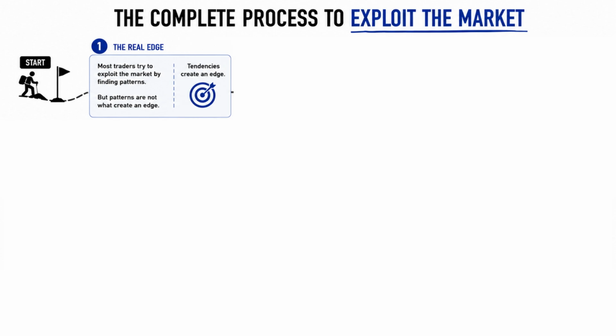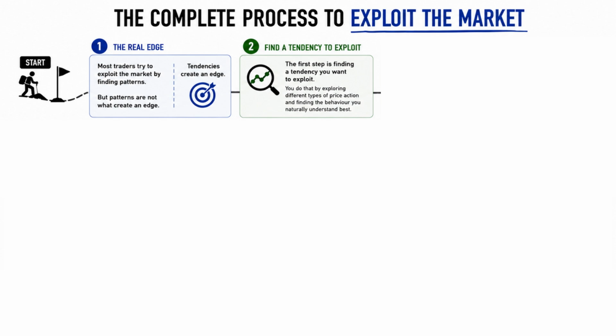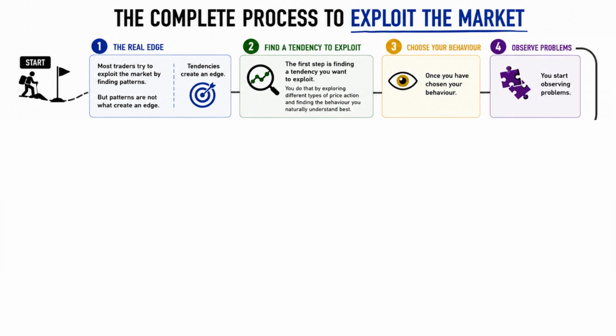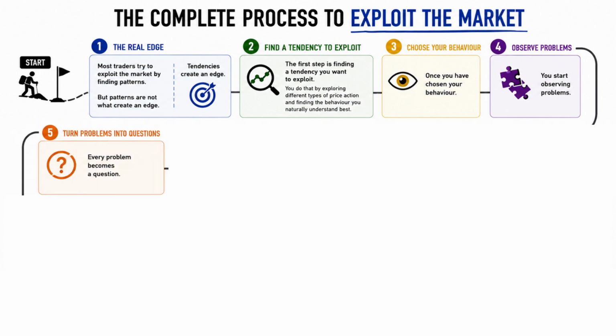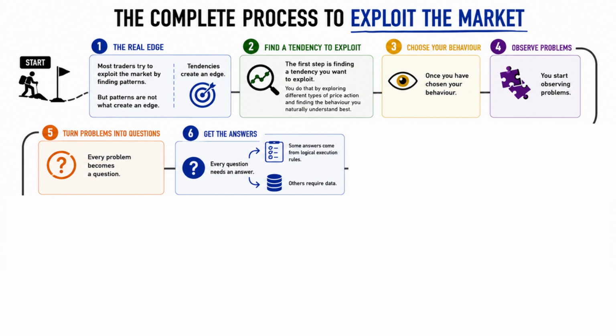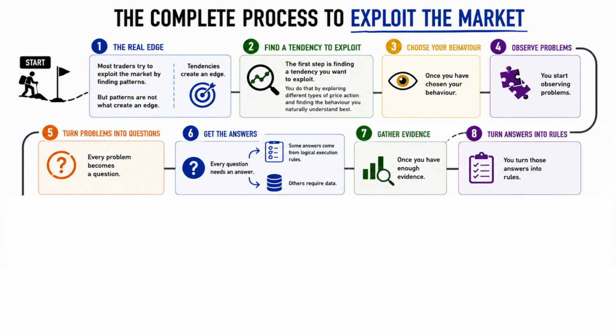Most traders try to exploit the market by finding patterns. But patterns are not what creates an edge. Tendencies create an edge. So the first step is finding a tendency you want to exploit. You do that by exploring different types of price action and finding the behavior that you naturally trade best. Once you have chosen your behavior, you start observing problems. Every problem becomes a question. Every answer needs a question. Some answers come from logical execution rules, others require data. Once you have enough evidence, you turn those answers into rules.